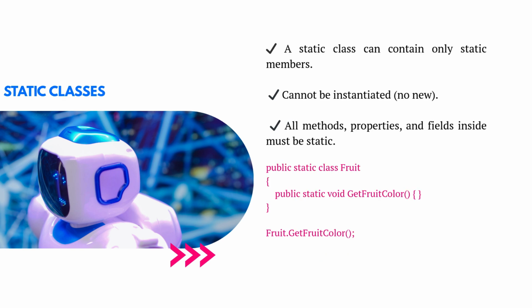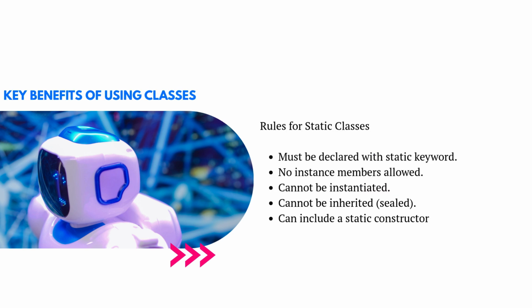A static class can contain only static members. Cannot be instantiated, no new. All methods, properties, and fields inside must be static. Must be declared with the static keyword. No instance members allowed. Cannot be instantiated.